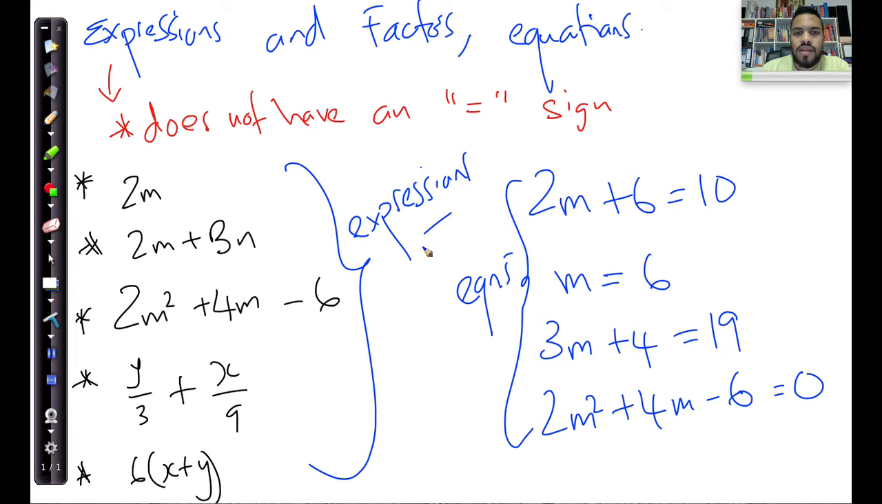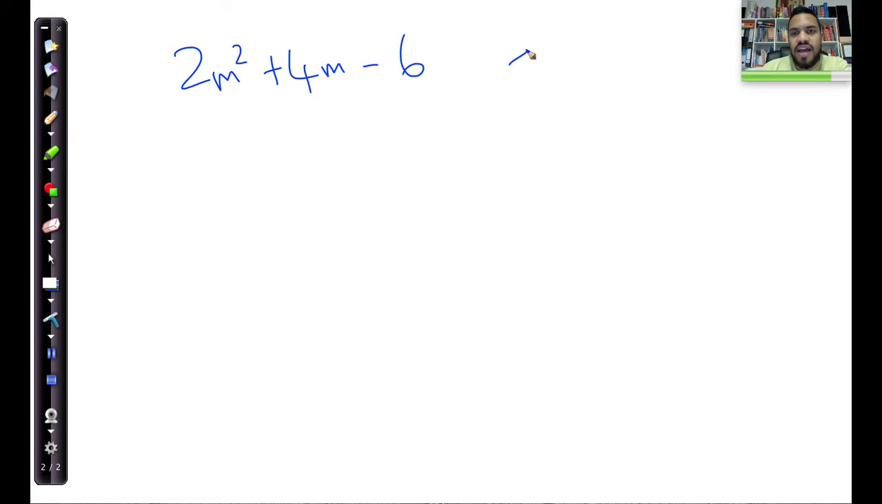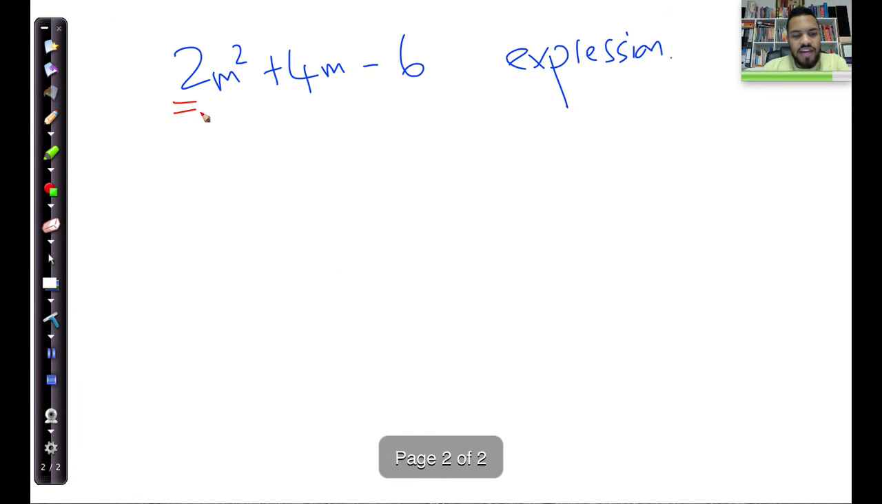Now that we've got a little bit of that out of the way, let's talk about a few things. In an algebraic expression, do you see this one over here, 2m squared plus 4m minus 6? This is an expression. Let's get a few things out of the way about these expressions.